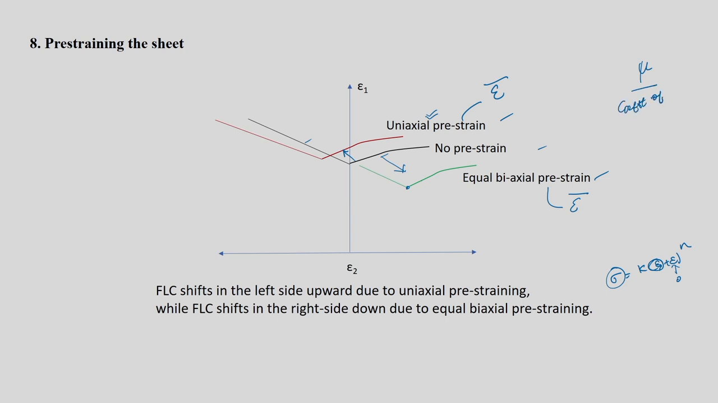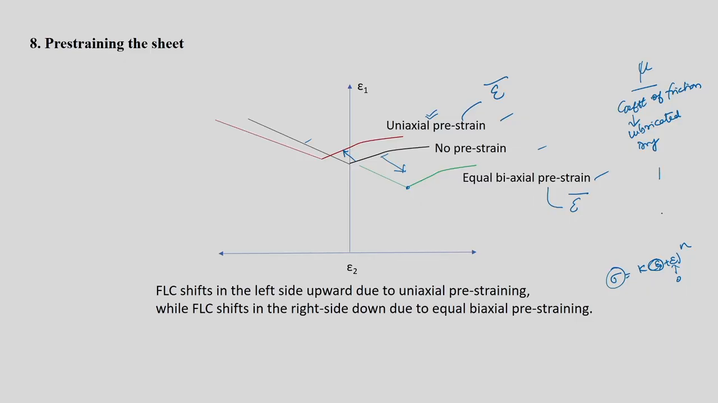Coefficient of friction, or practically speaking, whether you lubricate it or not. So you use a lubricant: lubricated condition or dry condition. I think we have studied in the previous section that whether you have a dry situation or a lubricated situation, when you evaluate the forming limit curve, it is not going to affect the forming limit, rather it is actually going to change the strain path only.